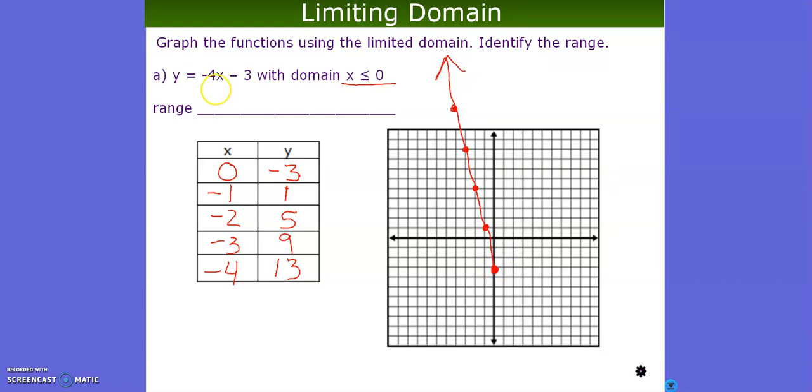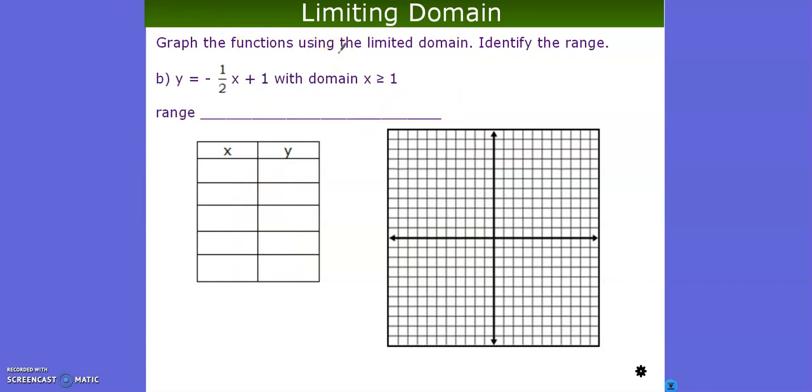And we practice writing our range in set builder notation, so we're going to go ahead and do that. Y such that the bottommost point of my graph, the bottommost point is at -3, less than or equal to y. And I don't have a topmost point, so that is my range. My range was limited because x is less than or equal to 0. Let's try another.